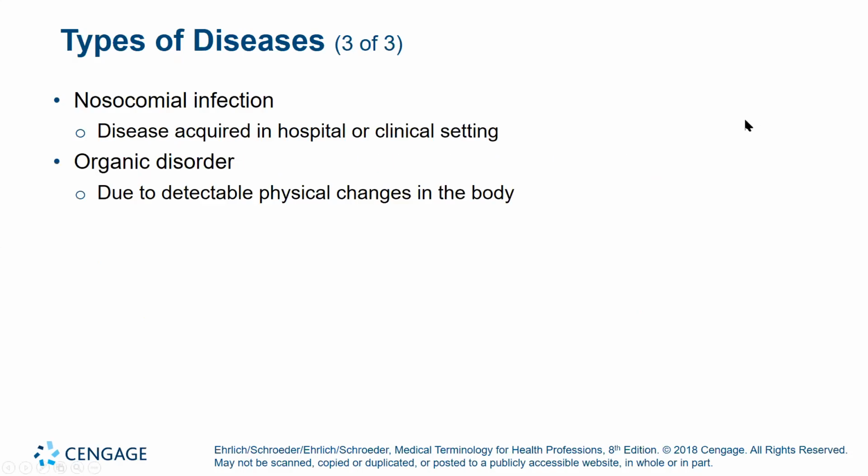Next we have types of disease, just continuing the third slide here. Nosocomial infection, disease acquired in a hospital or clinical setting, and organic disorder due to detectable physical changes in the body. MRSA would be an example of nosocomial infection, as you can get it in the hospital or the clinical setting. Organic disorder here would be like chickenpox, which has a characteristic rash. So that would be an organic disorder.